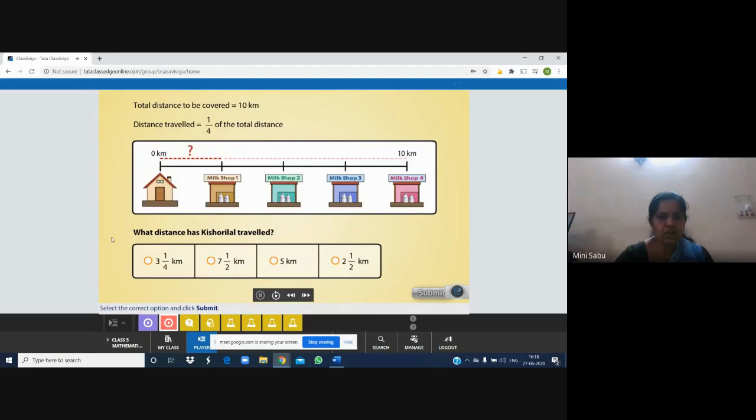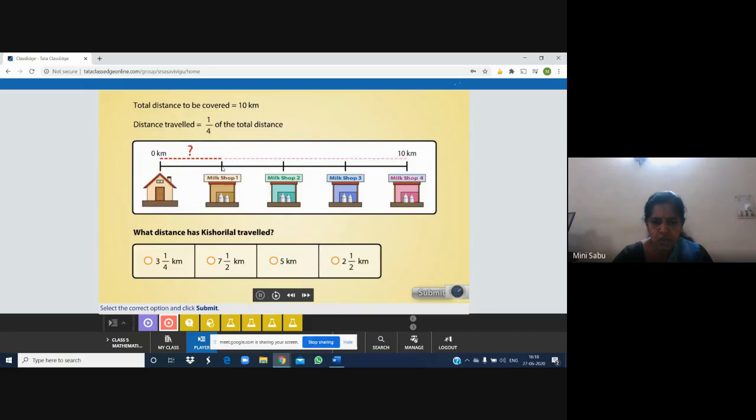Okay, children, the total distance covered is 10 kilometers and the distance traveled is 1/4 of the total distance. This is 0 kilometers and this is 10 kilometers. And this point shows half of the distance, 5 kilometers. And this point is half of 5.